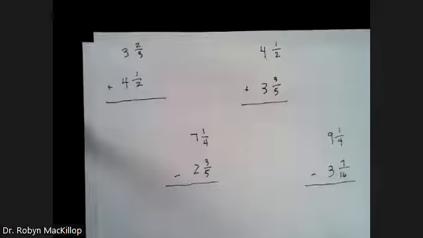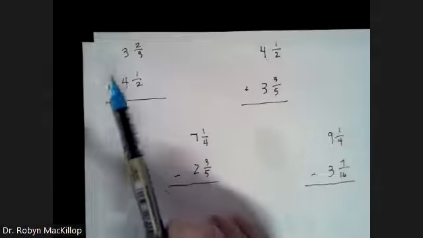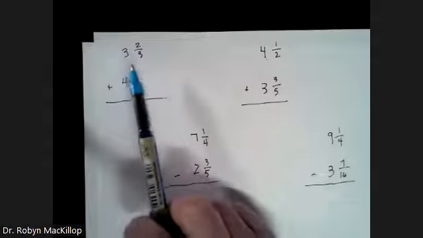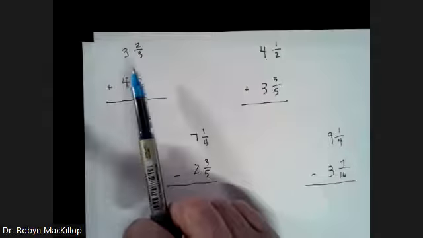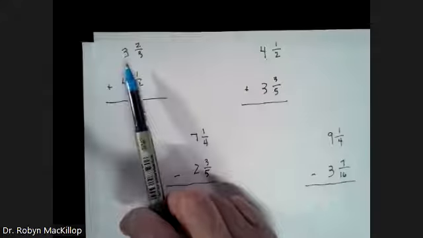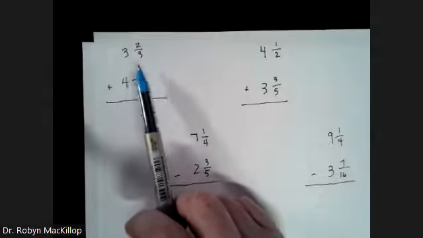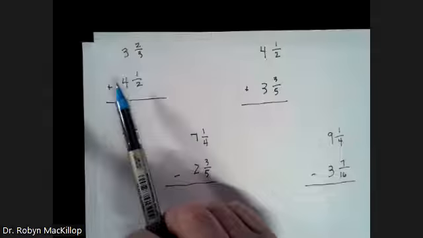Let's take a look at adding and subtracting mixed fractions. So a mixed fraction is just a whole number with a piece of a number, because any fraction is just a part of a whole. So we've got 3 whole things and then 2/3. And we're going to add that to 4 and 1/2.